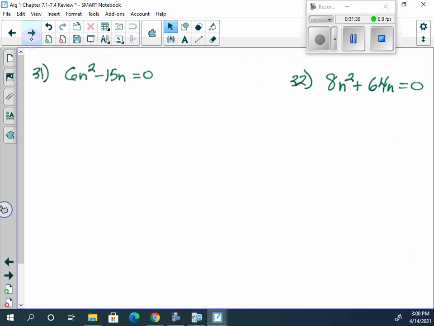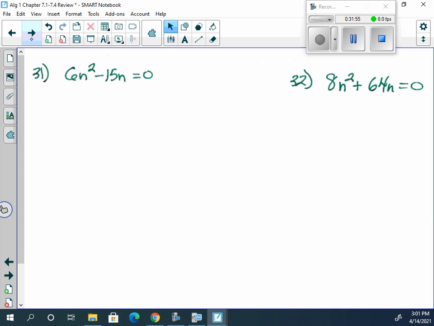So the next one we wanted to look at was 31. 6n squared minus 15n. Now this time we don't have two things multiplied together to equal 0. So we need to make it that way by using greatest common factor. Now if you notice on the review sheet, I didn't put a section for greatest common factor like we did on the homework, but that's because we're using it here.